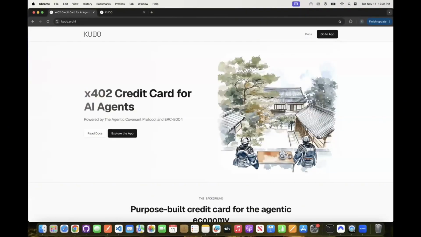Okay, cool. First of all, thank you so much for having us here. Very happy to present Kudo and to showcase what we've been working on. In a nutshell, what we've been building is an X402 credit card for AI agents. We use ELIZA OS as the agent framework, and we leverage ERC-8004 to build the agent's credit reputation system.